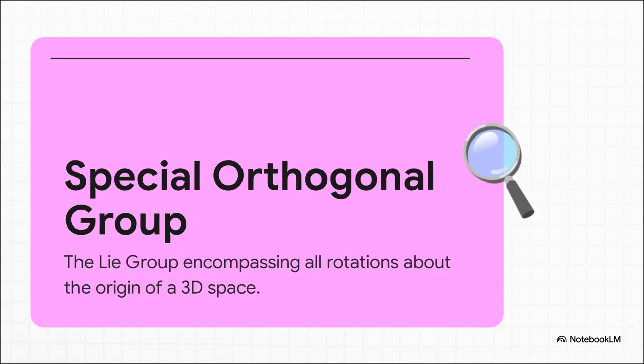Specifically, we rely heavily on the special orthogonal group, or SO(3). Now, I know, special orthogonal group sounds incredibly intimidating, but stick with me here. It's simply the specific Lie group that encompasses all rotations about the origin in a 3D Euclidean space. You can basically think of it as a specialized, ultra-reliable tool for handling complex multi-body dynamics without ever triggering the glitches we used to deal with.